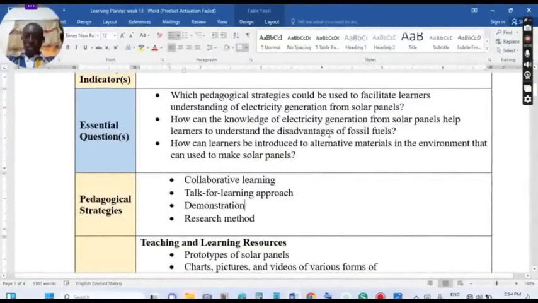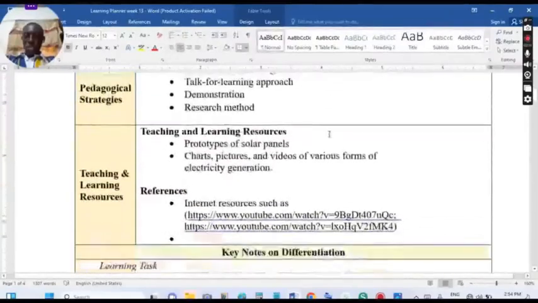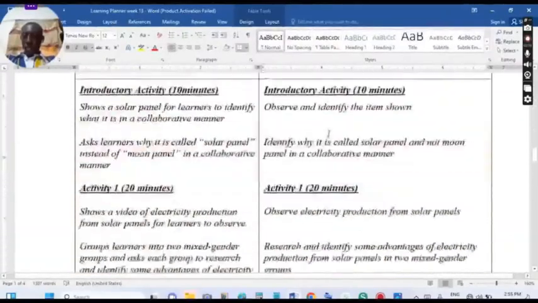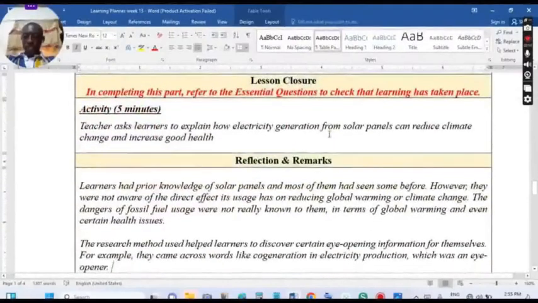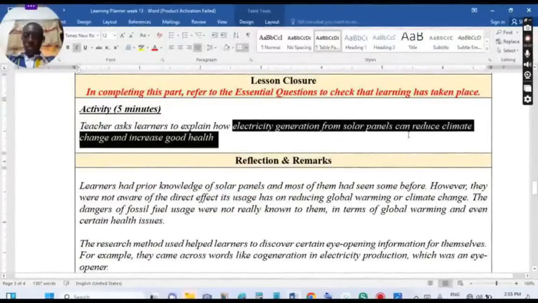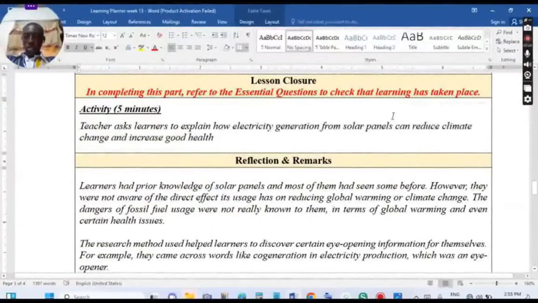So let's look at the question. Let's go back to the lesson closure question. How it was coined: teacher asks learners to explain how electricity generation from solar panels can reduce climate change and increase good health. Alright, so this one is not too direct, so let me split the question and make it straightforward.